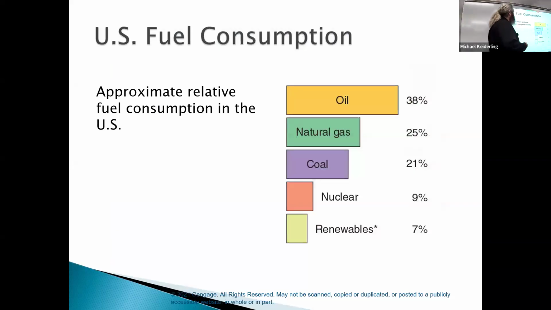So this is US fuel consumption. This is definitely out of date. But so this is oil, natural gas, coal. I think coal has gone down. Natural gas has gone up a little. Nuclear, I think, has gone down a little, and renewables have gone up quite a bit, mainly because solar got cheap.